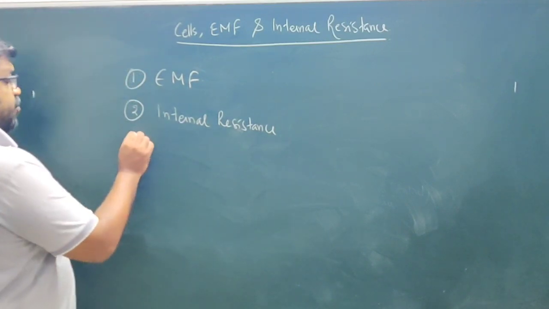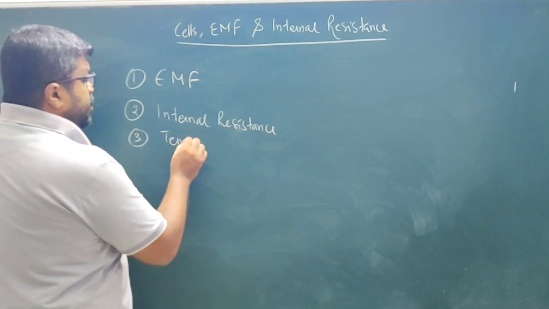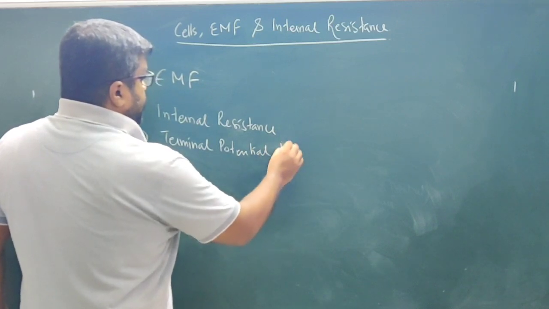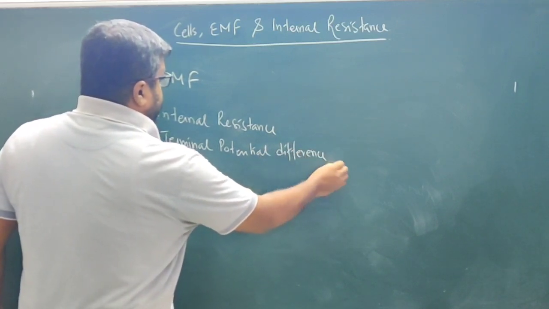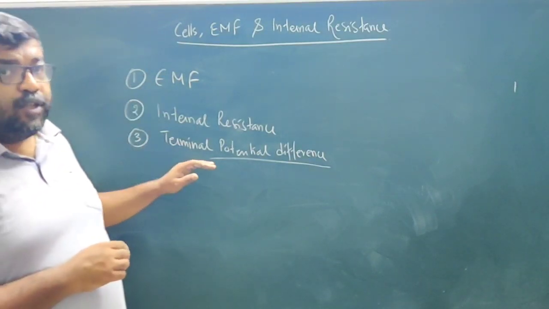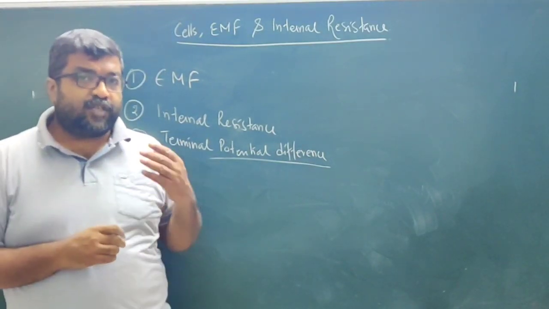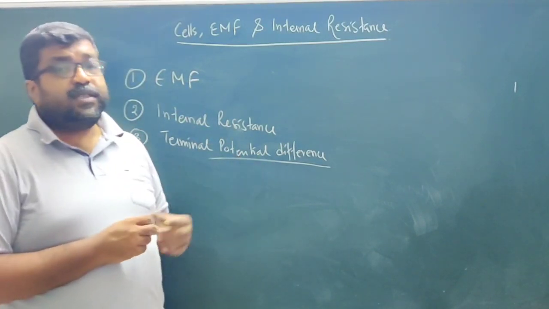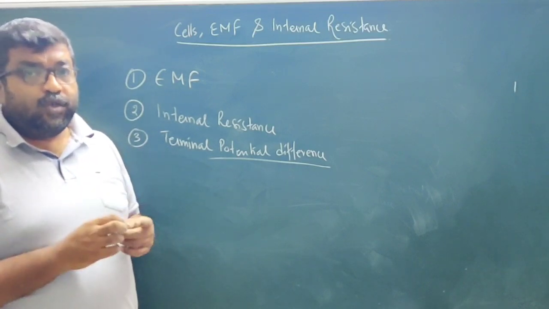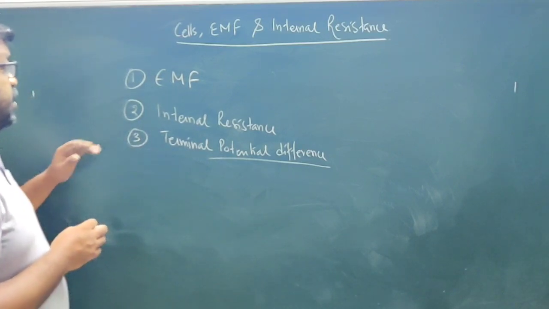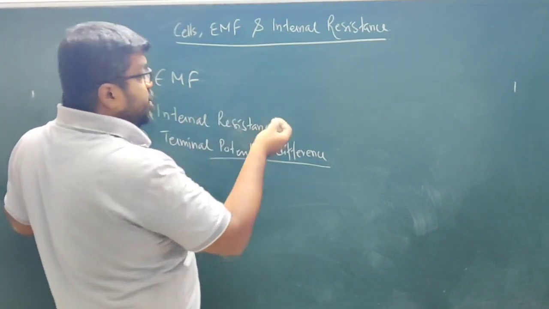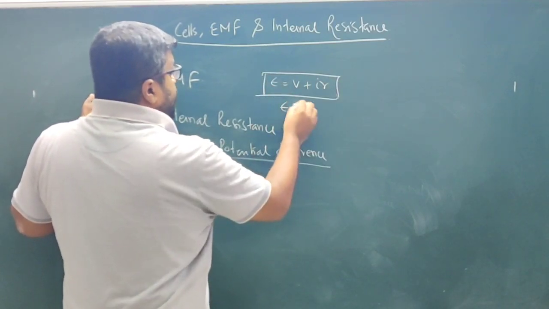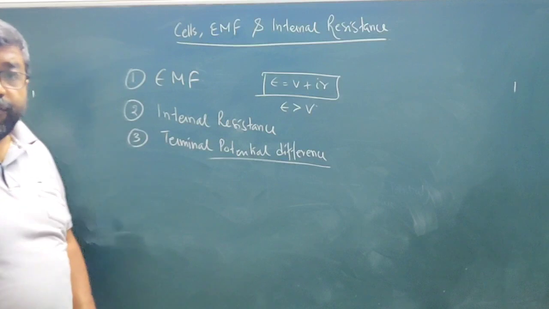Okay. Next, number three is terminal potential difference. Now, the difference between EMF and terminal potential difference is, see, both are potential difference across the cell. But EMF is the potential difference across the cell in an open circuit. Terminal potential difference is the potential difference across a cell in a closed circuit. Now, for a normal discharging circuit, E is equal to V plus Ir. That is, for a discharging circuit, EMF is greater than terminal potential difference.